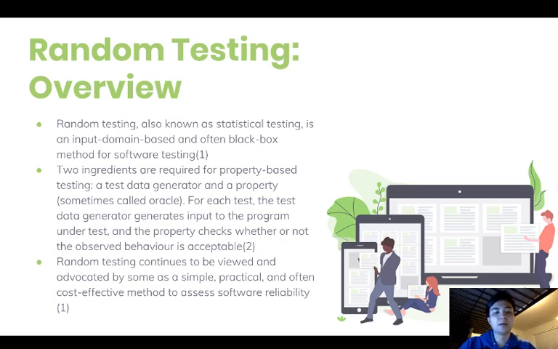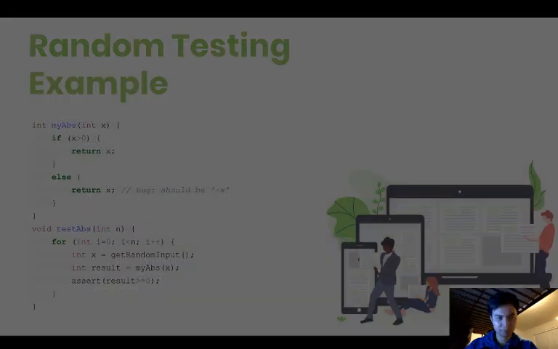Random testing also continues to be advocated by some as a simple, practical, and cost-effective method to assess software reliability. So again, it's a great way to figure out the small or sometimes imperceptible mistakes or problems or even bugs in your system. And again, anybody can come up with a random test because it's so practical, right? Just have it generate different random outputs and figure out a sort of quality assurance property, also known as an Oracle, to be able to figure that out.